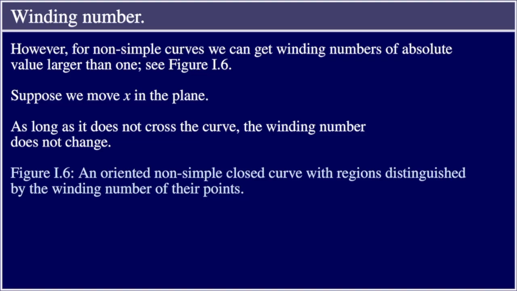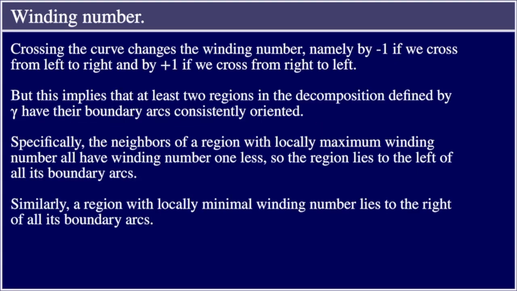Figure 1.6. An oriented, non-simple closed curve with regions distinguished by the winding number of their points. Crossing the curve changes the winding number, namely by -1 if we cross from left to right, and by +1 if we cross from right to left. But this implies that at least two regions in the decomposition defined by gamma have their boundary arcs consistently oriented. Specifically, the neighbors of a region with locally maximum winding number all have winding number 1 less, so the region lies to the left of its boundary arcs. Similarly, a region with locally minimal winding number lies to the right of all its boundary arcs.